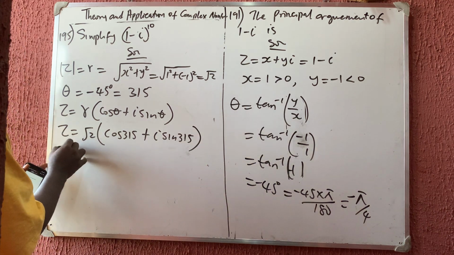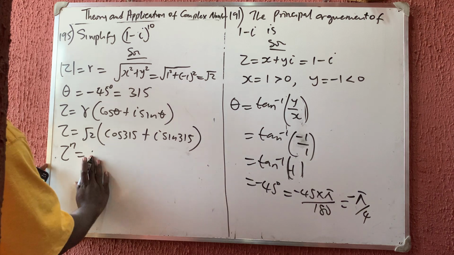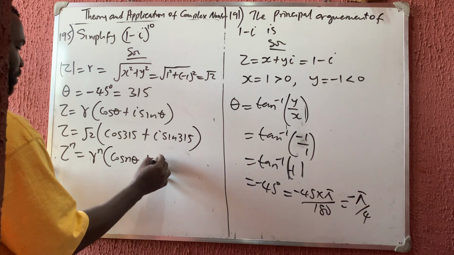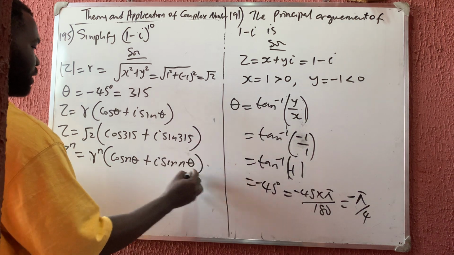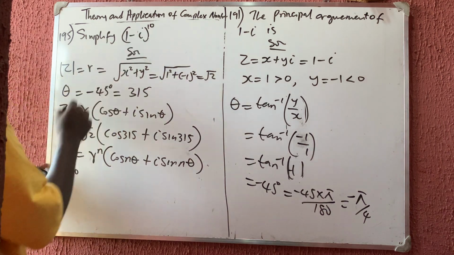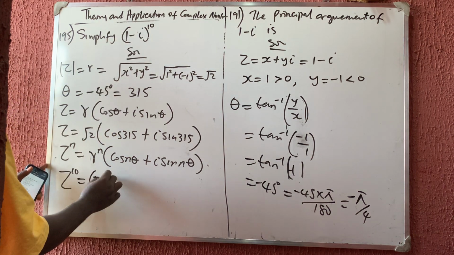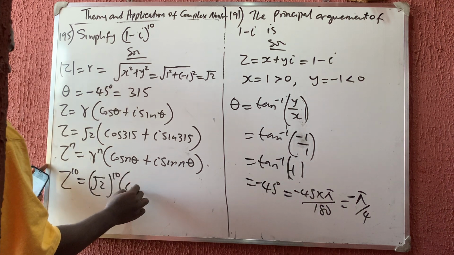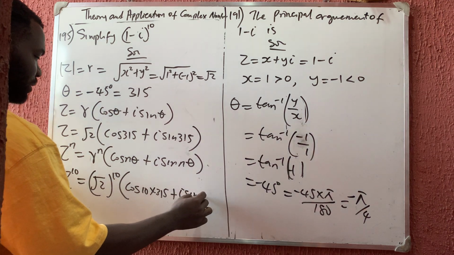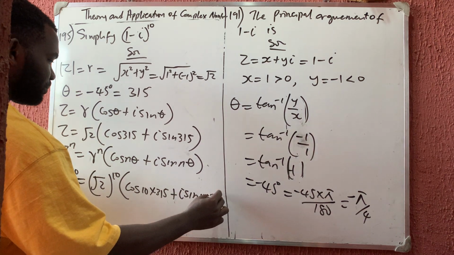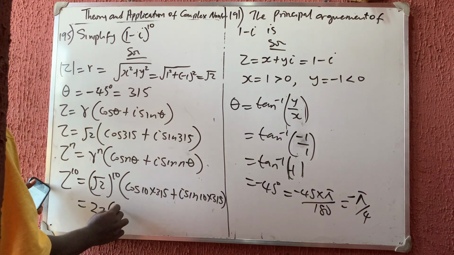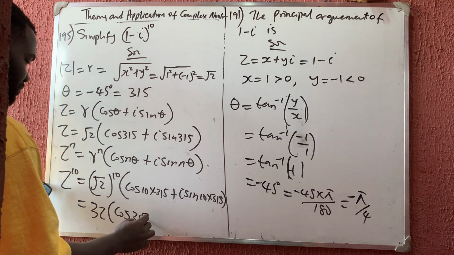So z raised to power n is equal to r raised to power n into cos n theta plus i sin n theta. If you now put it, you have that z raised to power 10 is equal to what? Root 2 raised to power 10 in bracket of cos 10 times 315 plus i sin 10 times 315. So I'm going to have 2 raised to power 5, that is 32, in bracket of cos 3150 plus i sin 3150.